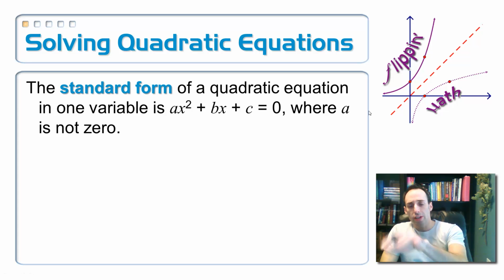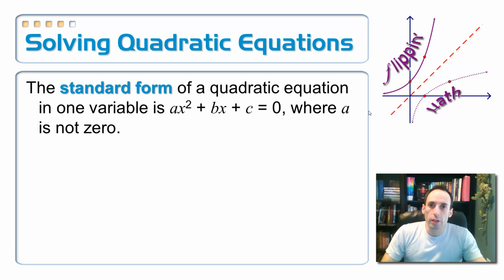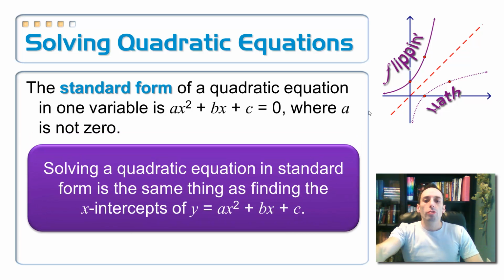Okay, so the standard form of a quadratic equation in one variable is written like this. Quadratic equation, ax squared plus bx plus c equals 0. We're going to see this quite a bit throughout this whole entire unit. Of course, a is not 0. If a was 0, this wouldn't be quadratic anymore. It would be bx plus c. It would be linear.